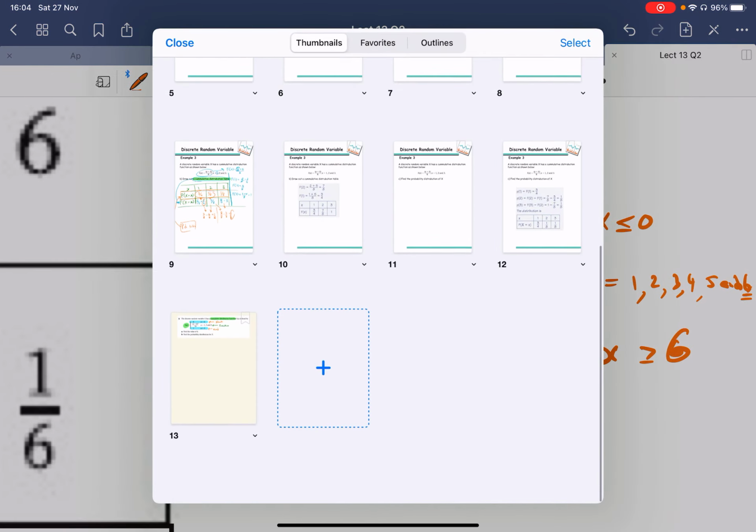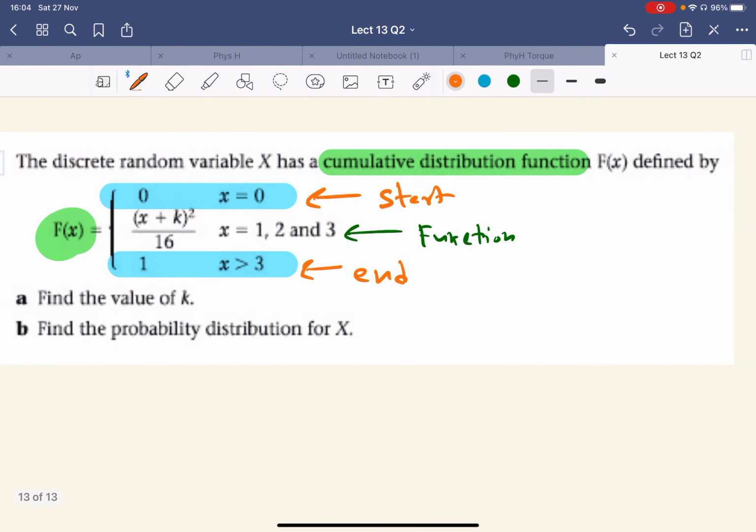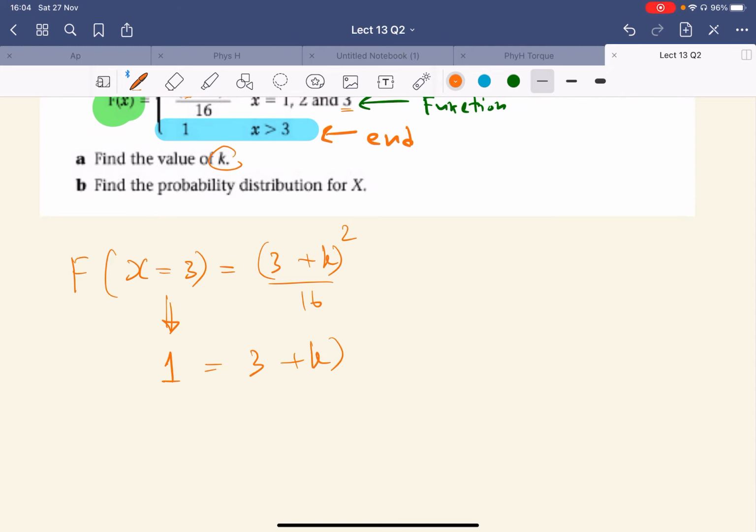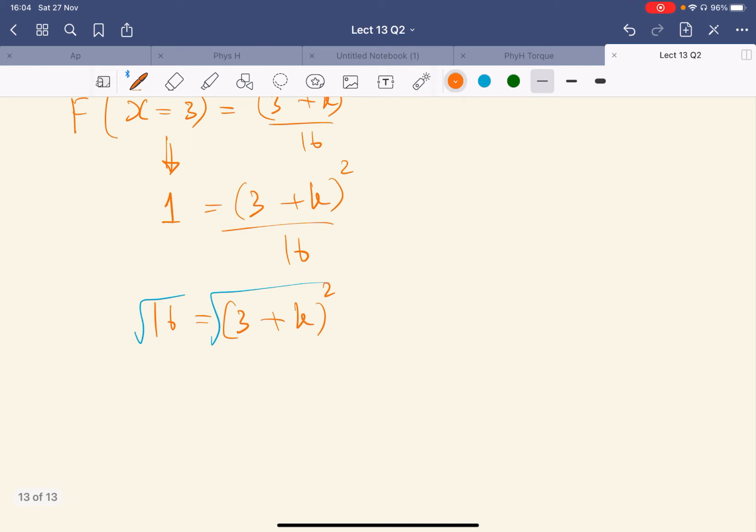All right, let's go back to the last question here. So we are going to find the value of k. Again, you put the last value of x in here. F of big X equals 3. So I put 3 in there: 3 plus k squared over 16. Now I know that this whole thing must equal 1. You cross multiply the 16 up. So what do we do next? Take the square root on both sides to get rid of the square. Now this is 4 equals 3 plus k. k is equal to 1.